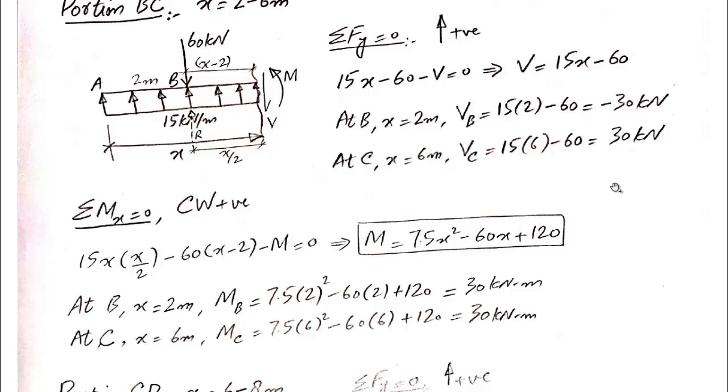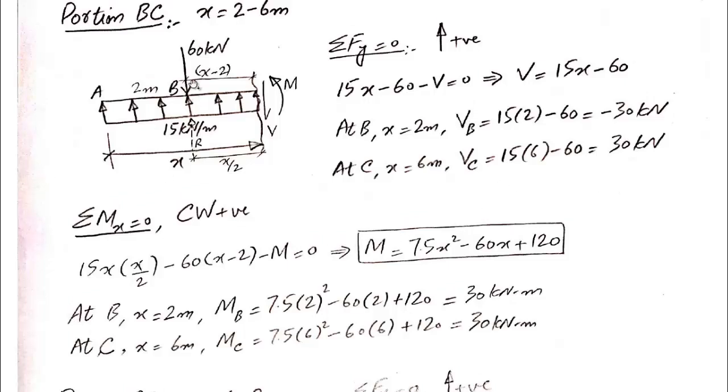Now let's write down the equation of bending moment. For that, again, we will calculate the bending moment about the section. So 15 into x is the magnitude of the resultant of this UDL, and it will produce moment in clockwise direction. So 15 into x, and the lever arm, as we earlier discussed, is equal to x by 2. 15 into x by 2. And then the 60 kilonewton force, it is producing moment in counterclockwise direction. So minus 60 into, sorry, x minus 2.